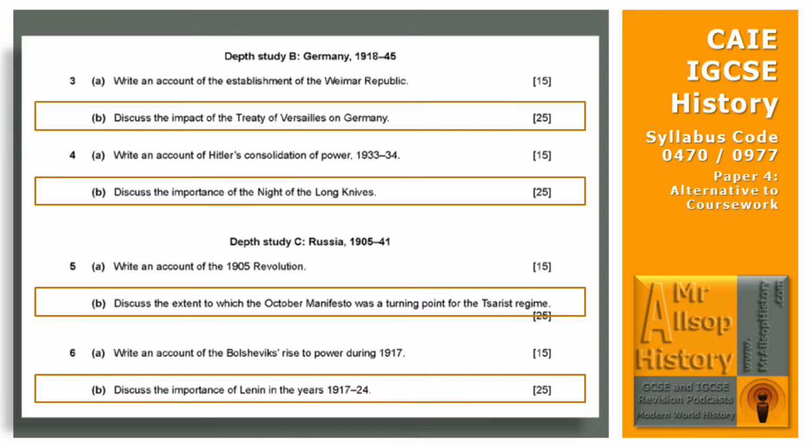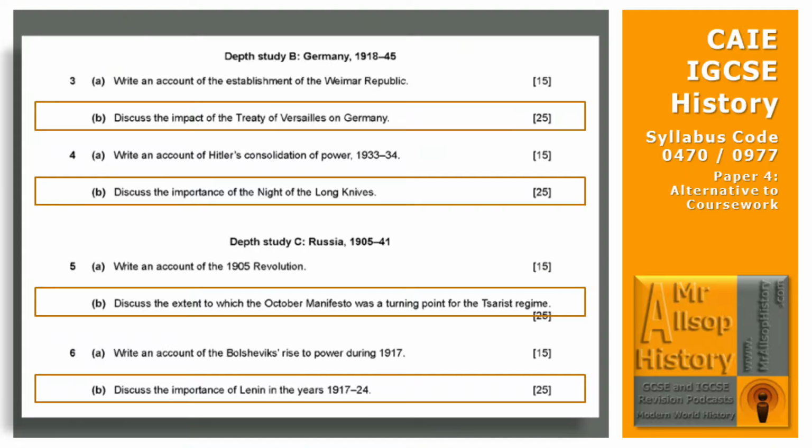On to Part B then. The second part of the question, which is worth 25 marks. Now, these questions do appear to be worded in a few different ways, but the requirement in the answer is the same. They all use the same mark scheme. What you need to do is to take one factor of an event and consider a range of different ways in which it affected something else.